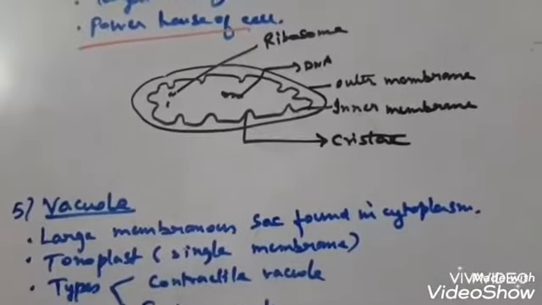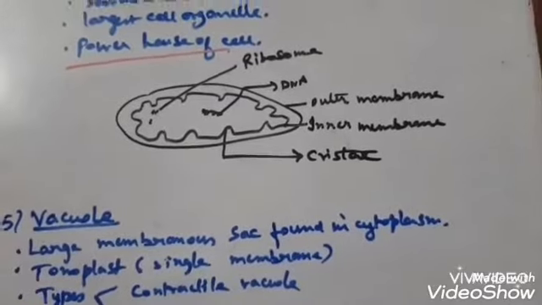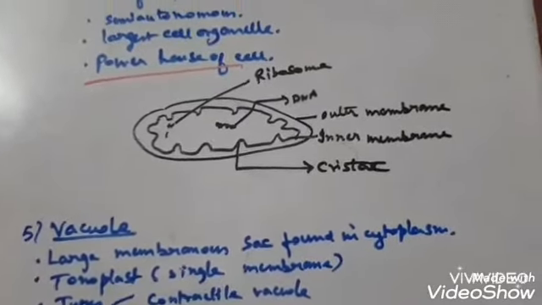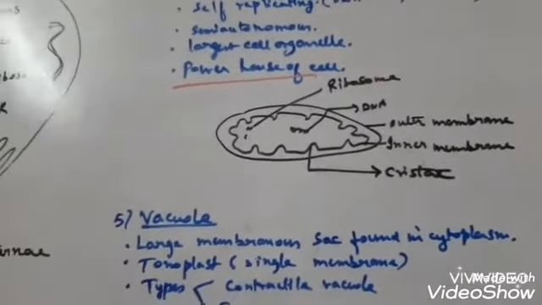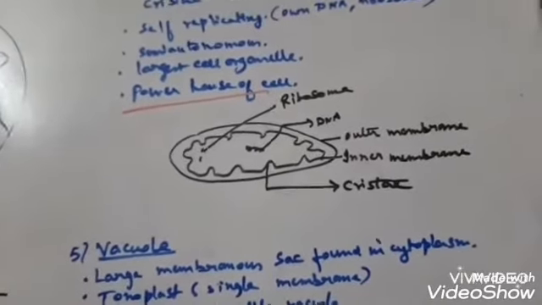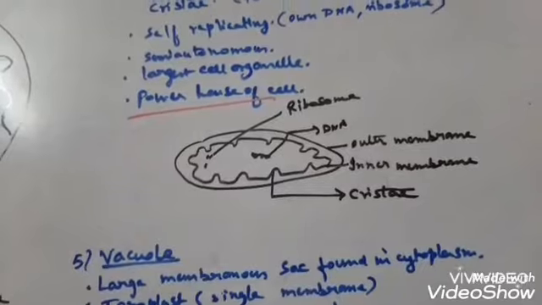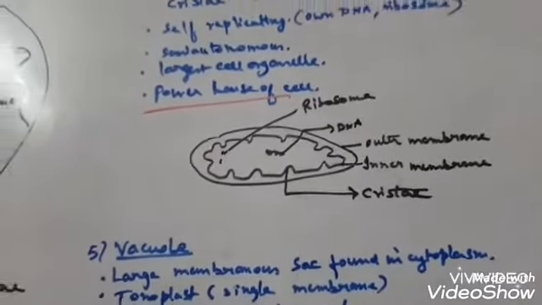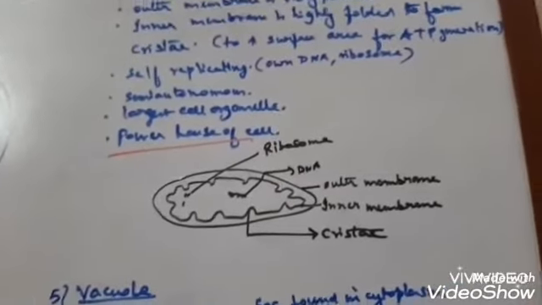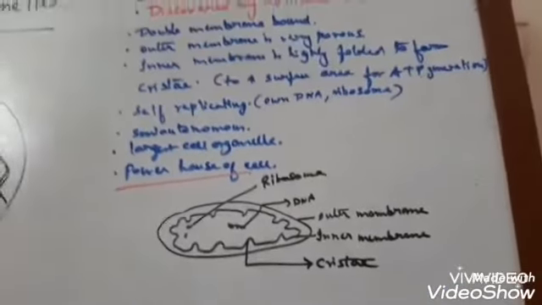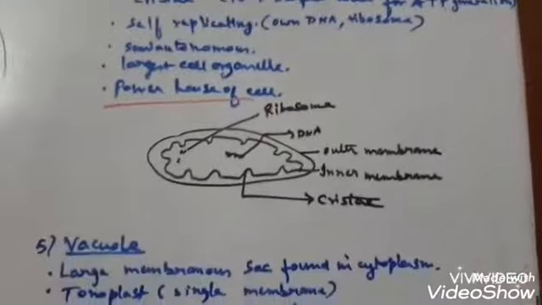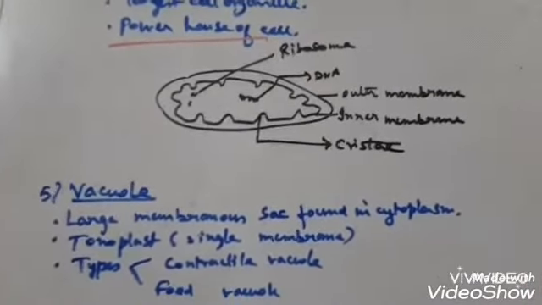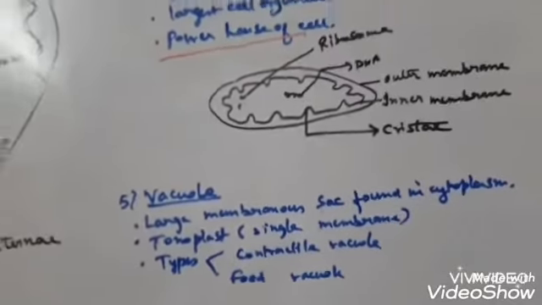Food vacuoles occur generally in single cell organisms, protista or protozoa. They help in engulfing the food material from the surrounding medium by the fusion of lysosome and phagosome. You will study about food vacuole in the chapter Diversity of Living Organisms, class 9. You can understand about the protozoa and protista, all these things.